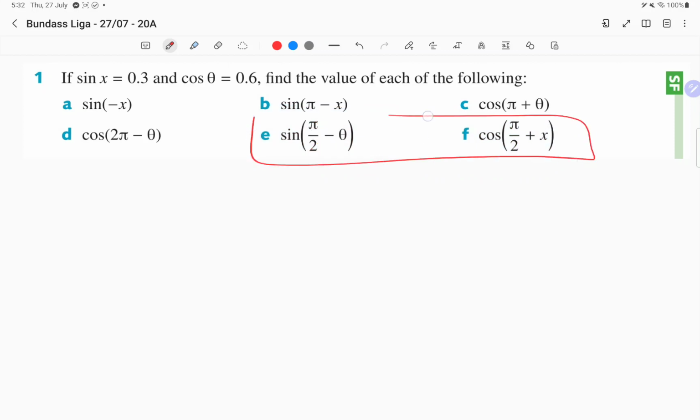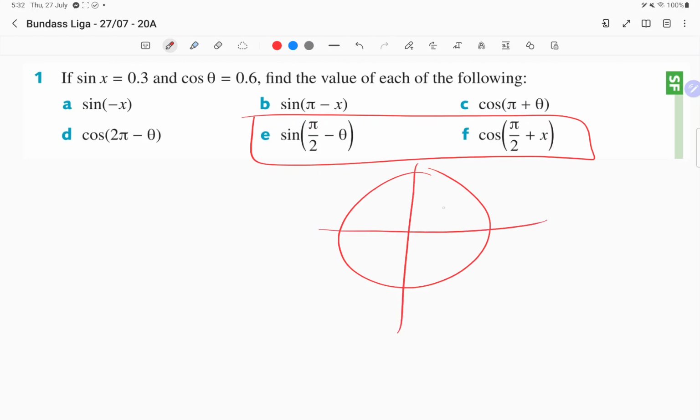Let's see. These two questions are based on the idea that when you have the unit circle, it's not the standard one. So let's say if this is the angle theta, 90 minus theta is this one over here. So this is pi over 2 minus theta. And note that sine of this angle is actually the cos value of the original angle, because these two sides are the same.